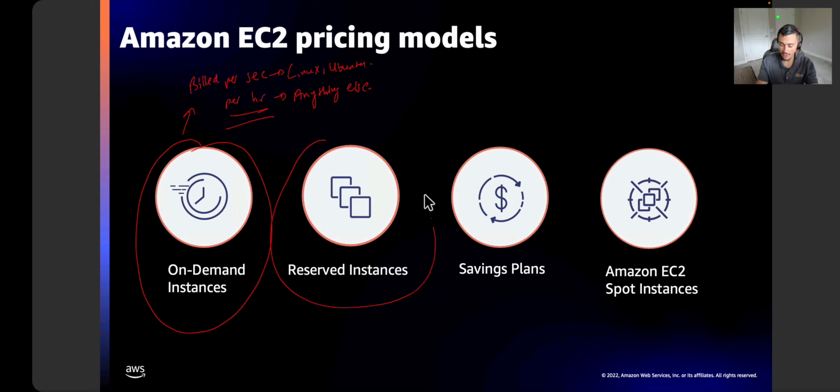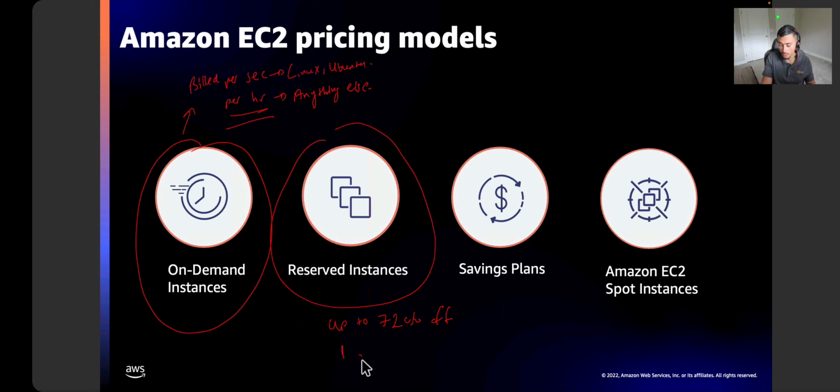Now, if you have an EC2 instance that you know is going to be running for, let's say, 1 or 3 years, let's say you have a database and you know that this database is going to remain online for 1 or 3 years, you can actually reserve that compute capacity in advance. And for that, you can save up to 72% off the on-demand price, right? That's with the reserved instances.